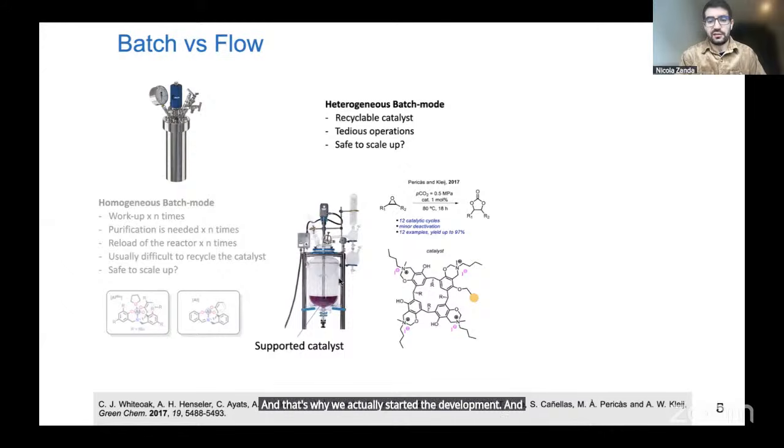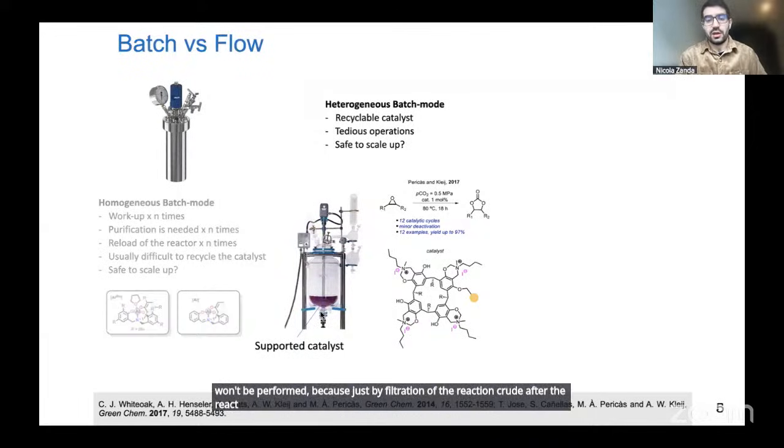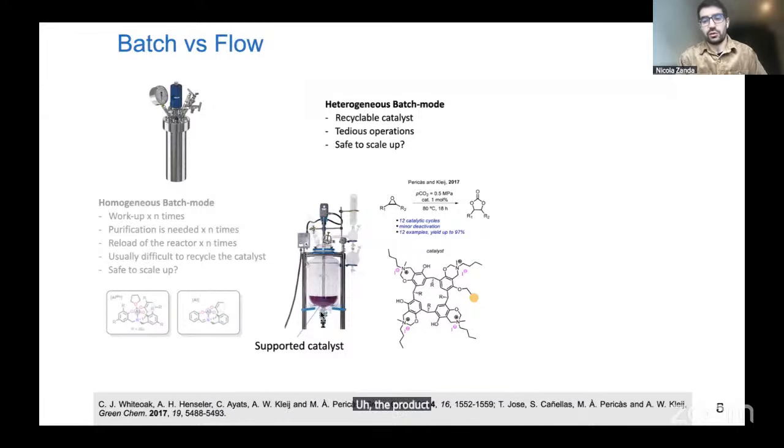And in this case, the separation steps won't be needed, because just by filtration of the reaction crude after the reaction time, the product will be obtained clean or nearly clean. But of course, also in this case it is a batch pressurized vessel, which has a large volume to be heated and to be pressurized, and this poses questions about the safety.